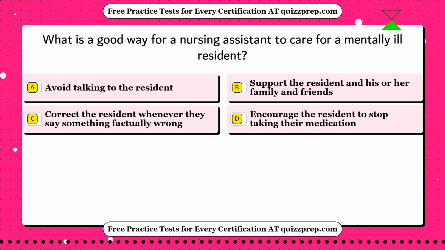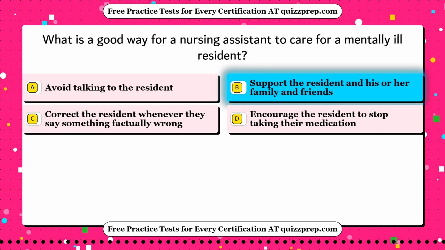Question 16. What is a good way for a nursing assistant to care for a mentally ill resident? Option A, avoid talking to the resident. Option B, support the resident and his or her family and friends. Option C, correct the resident whenever they say something factually wrong. Option D, encourage the resident to stop taking their medication.